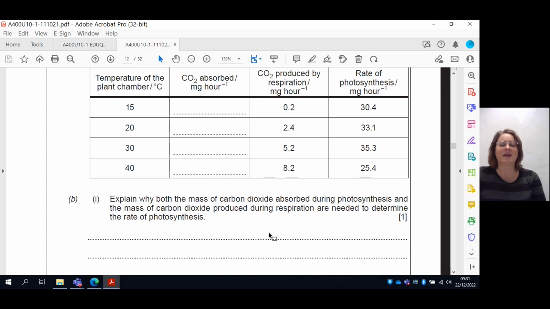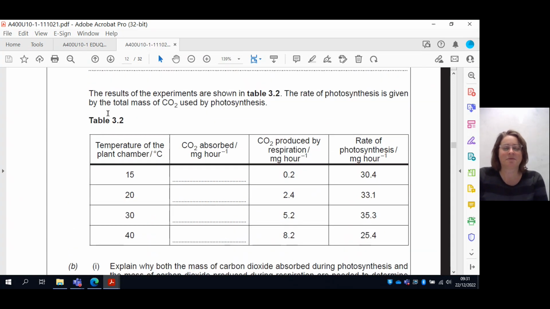It asks you a little question, hinting you in the right direction, kind of moving you along the right path. So you have been given the temperature of the chamber. It wants from you how much carbon dioxide was absorbed. It should maybe say in total, but maybe that would have been giving it away a bit too much. You have got carbon dioxide produced, and in this last column, it doesn't say carbon dioxide absorbed but rate of photosynthesis, that literally is how much carbon dioxide has been taken up by the plant.